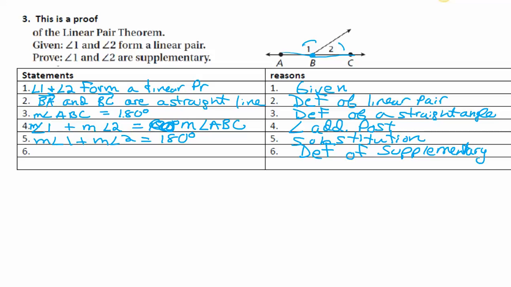So now I'm able to say what I wanted to prove was that angle 1 and angle 2 are supplementary. And that's my last step. I don't need that last line there. So the measure of angle 1 plus the measure of angle 2 is 180. And that is the definition of supplementary. So now I know angle 1 and angle 2 are supplementary. Now, it's okay when you're doing a proof if you don't write every step the same as the way I wrote it. There's more than one way to do proofs.